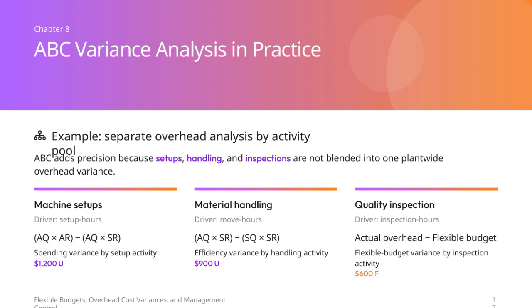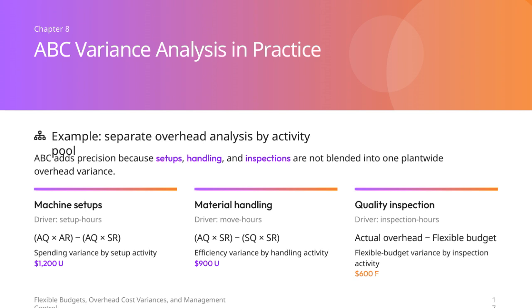Next, material handling uses move hours as the driver, and we look at efficiency variance by comparing actual quantity at standard rate to standard quantity at standard rate. We see a $900 unfavorable variance here, indicating less efficiency in handling activities than planned.